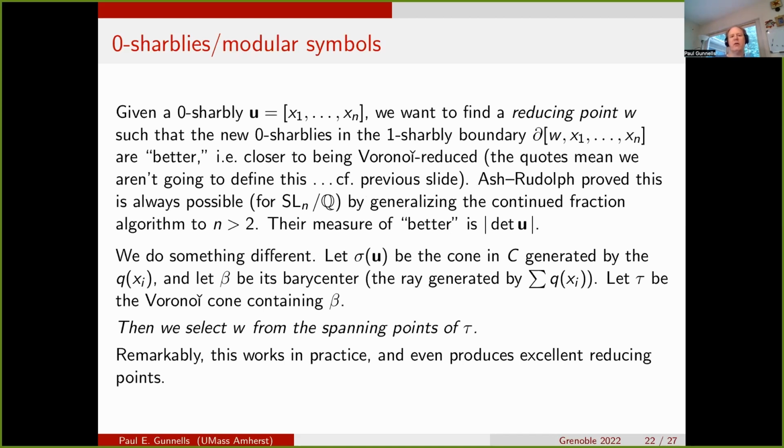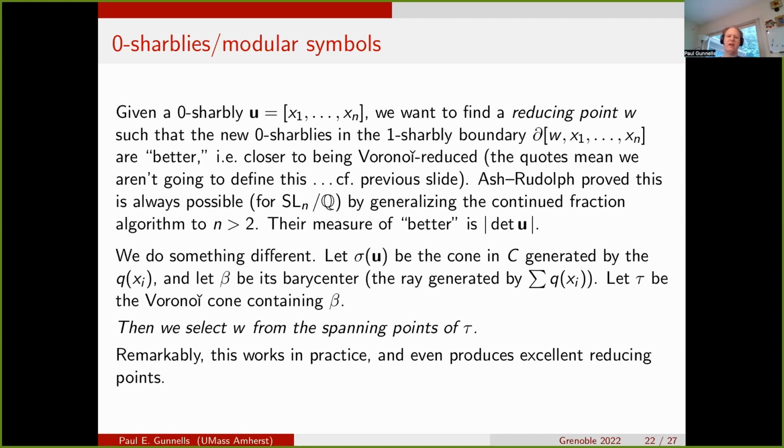So given a zero Sharpley, we want to find some point so that when we apply a relation by taking this one Sharpley built out of the original entries and this new point, then the resulting things are better. So they're closer to being Voronoi reduced. And I don't want to define what that means. I'm just going to leave it in quotes, but I'm going to tell you a way to find a point that's going to do that. And it's going to be different from this continued fraction type method.